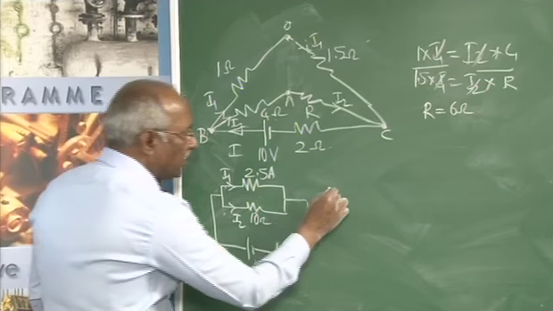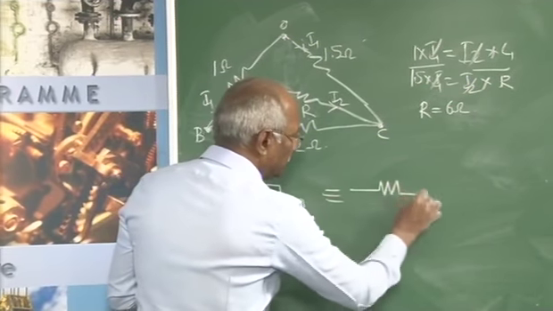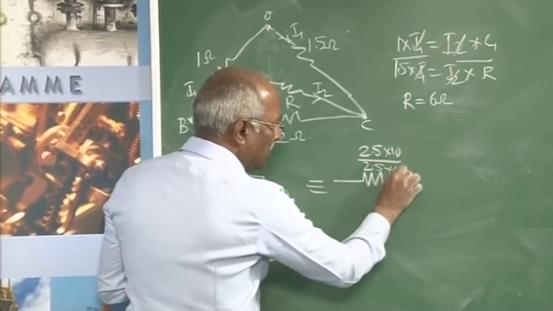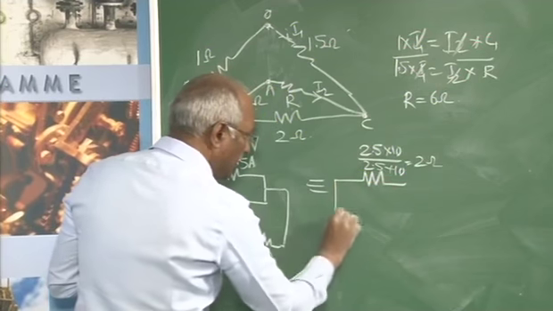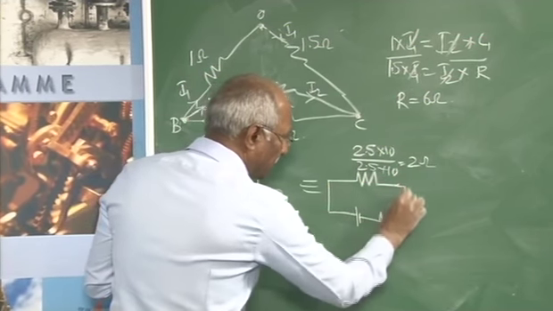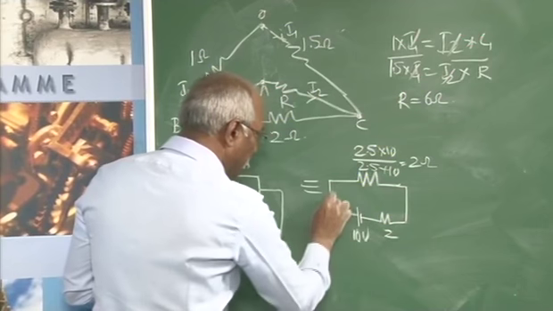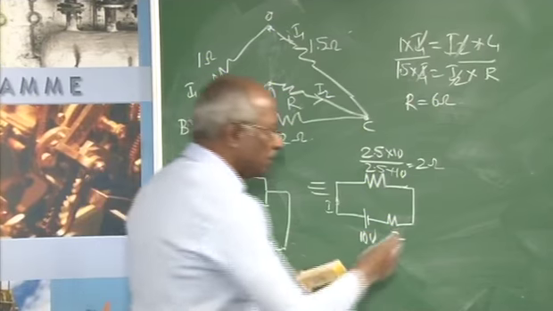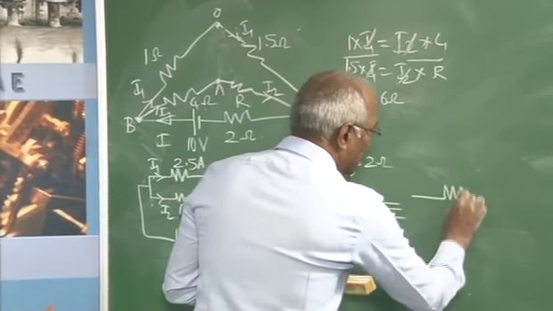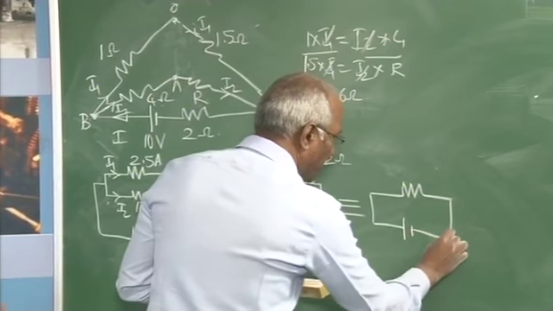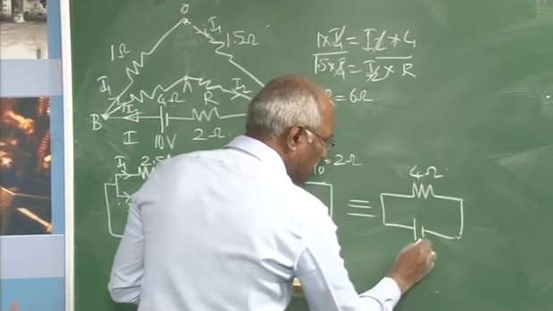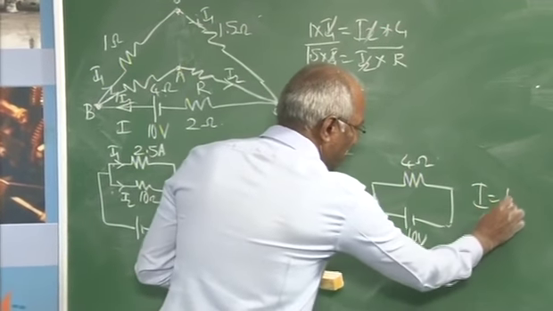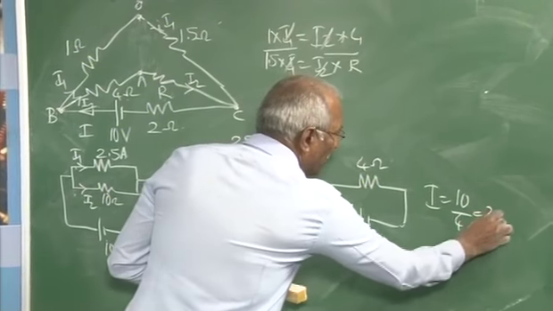Since these two are in parallel, it can be reduced as 2.5 into 10 divided by 2.5 plus 10, that comes to 2 ohm. The next step will be this. This is I. As you can observe, these two are again in series. This works out to be a single resistance of what? Of value 2 plus 2, that comes to 4 ohm. This is nothing but 10. So with that, I will be equal to 10 by 4, which comes to 2.5 amperes.